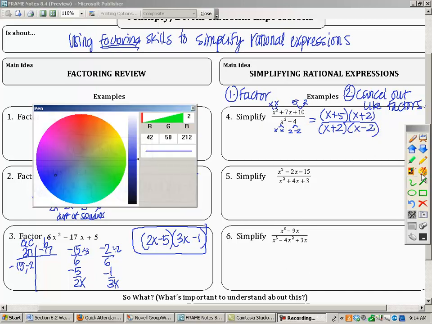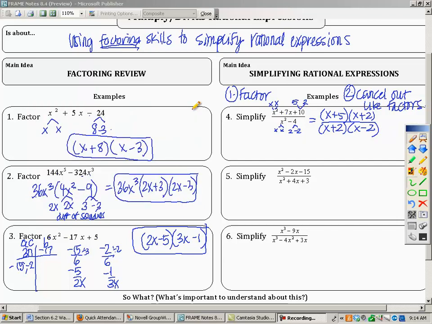Now I'm going to switch my colors so we can see how the canceling works. As I look at this, I notice there's an x plus 2 on the top and an x plus 2 on the bottom. Because there's one on top and bottom, I'm going to cancel out those like factors. So what's left in the numerator is an x plus 5. What's left in my denominator is an x minus 2, and I am done.